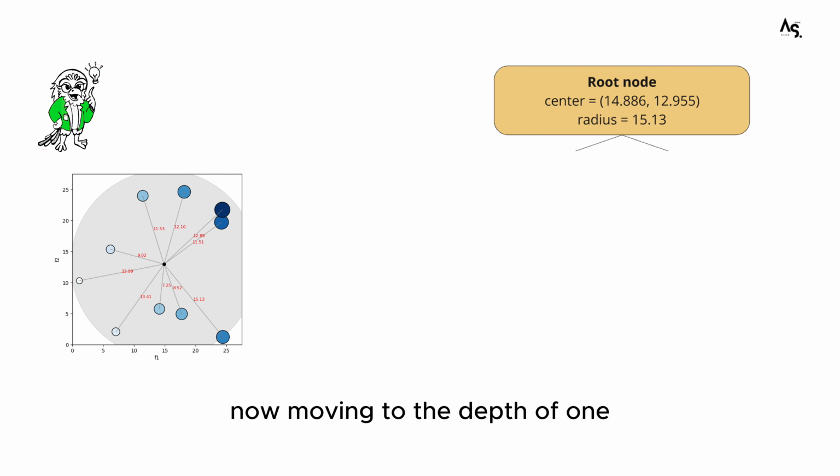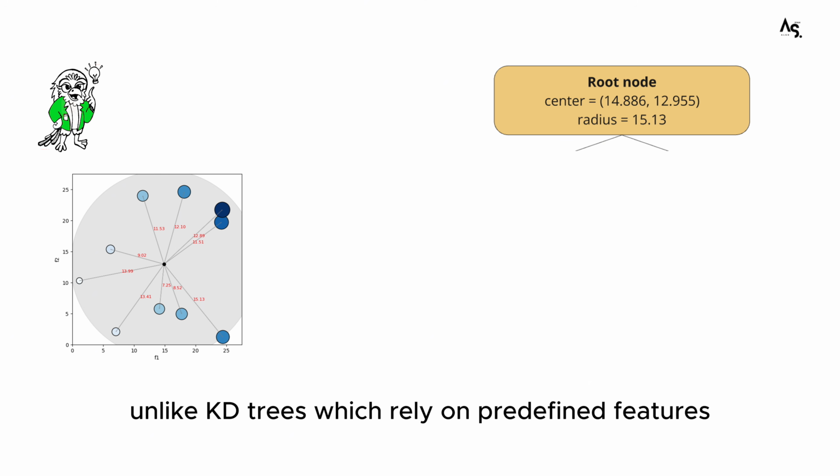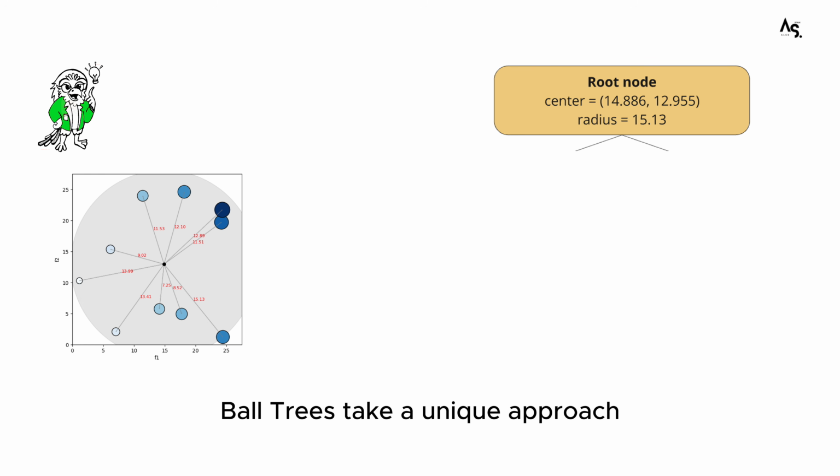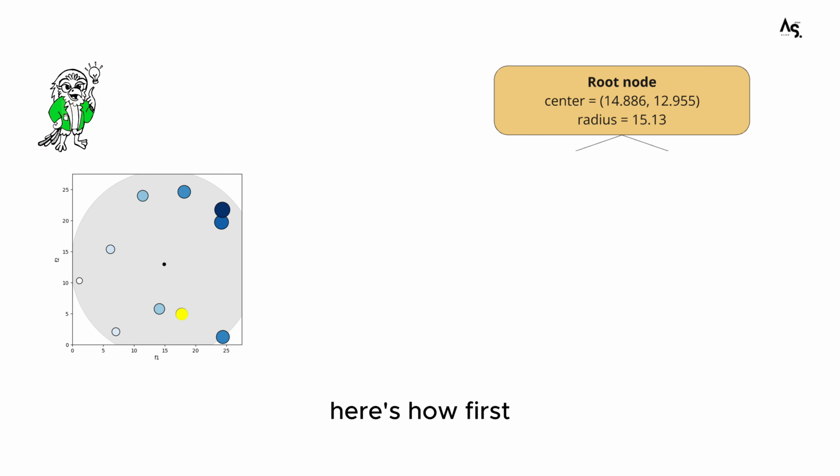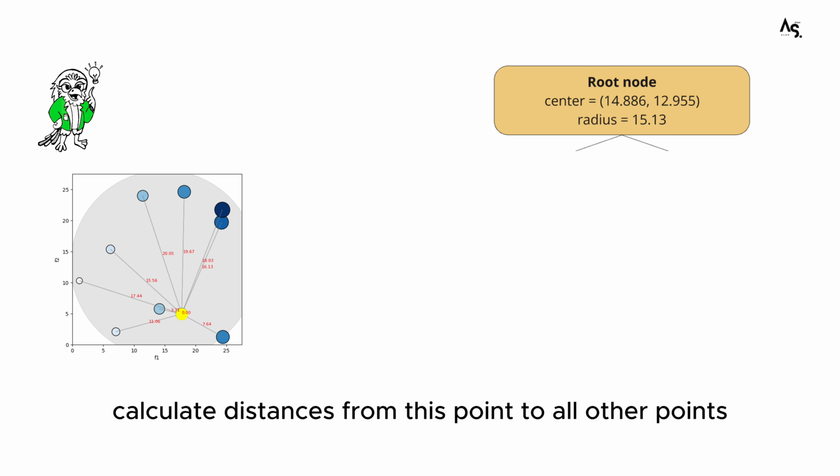Now, moving to the depth of 1, let's see how ball tree stores information in the leaves. Unlike KD trees, which rely on predefined features, ball trees take a unique approach to determine how to split the data. Let's break it down step by step. Instead of splitting along a feature axis, ball tree finds an optimal direction for the split. Here's how. First, pick a random point from the dataset. Second, calculate distances from this point to all other points.